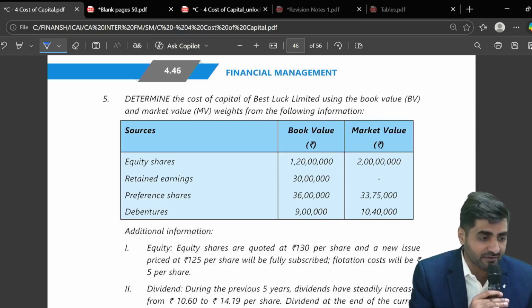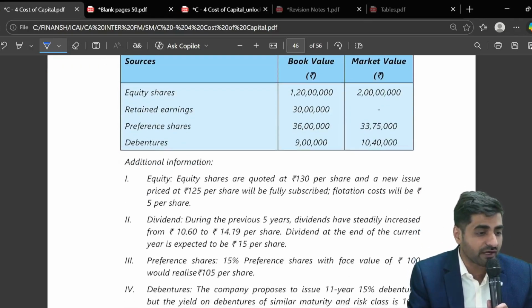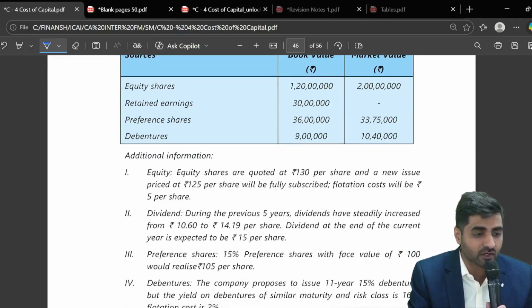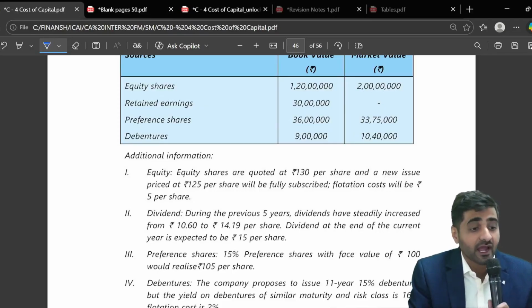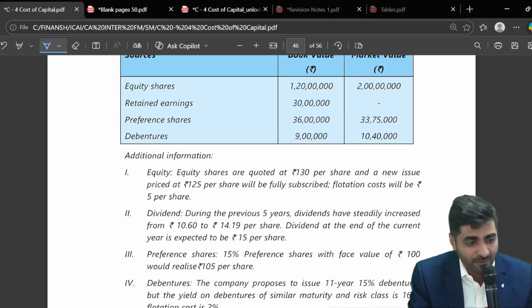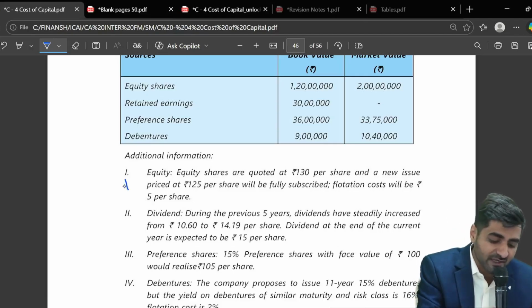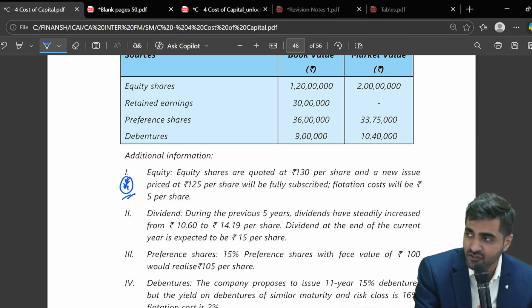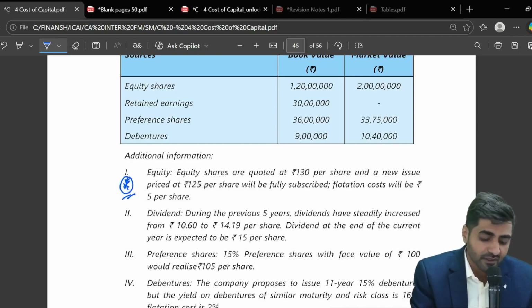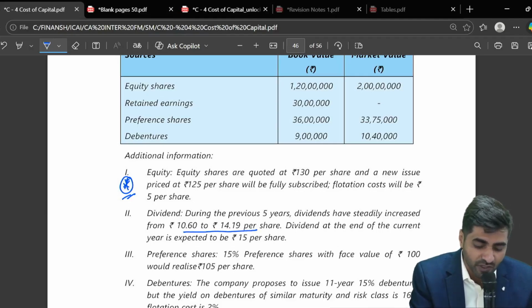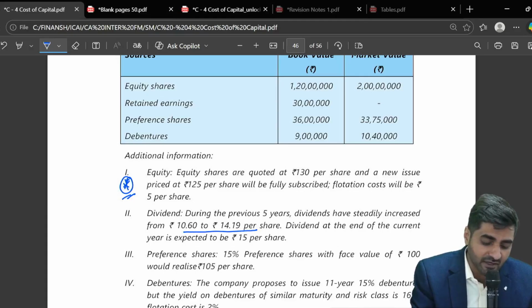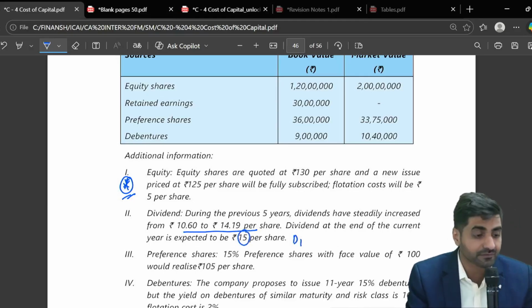Additional information is given to you, in which they have told you that equity shares will be quoted at rupees 130 per share and a new issue will be priced at rupees 125, which will be fully subscribed, and flotation cost will be rupees 5 per share. Now in this adjustment, the institute has made one mistake, which I'll show you in the solution. Dividend during the 5 years is steadily increasing from 10.6 to 14.19, and dividend at the end of the current financial year is expected to be rupees 15. That is called your D1.